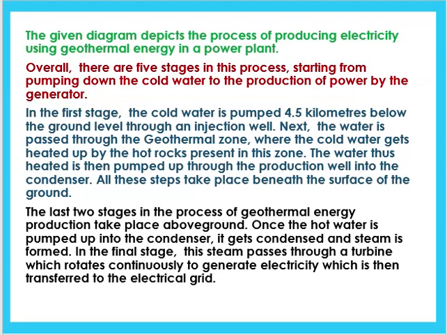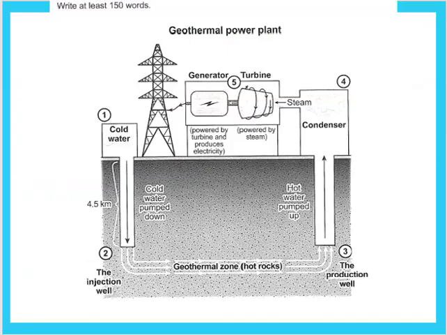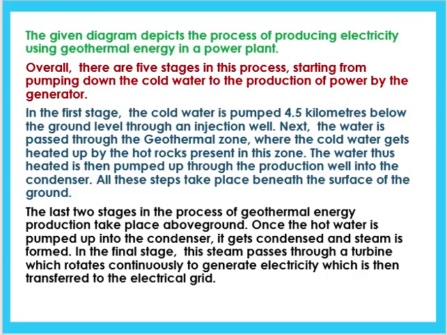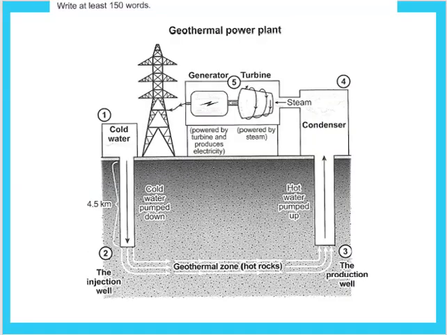Okay, then what happens in the subsequent stages? The water thus heated is then pumped up through the production well. So what is happening? Through the production well, the water thus heated is then pumped up into the condenser. So this hot water is then entering the condenser. So till here we are going to write the first body paragraph.